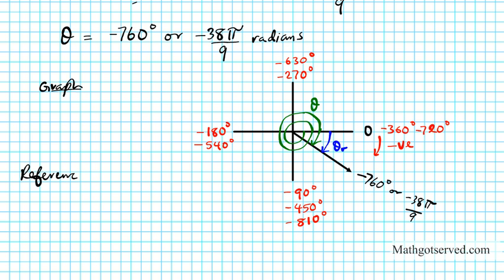Now, we're going from 720 to 760. How many degrees is there from 720 to 760? So to find it out, we just subtract 720 from 760. 760 minus 720 gives you 40 degrees. Now you have to note that the reference angle is always positive. The reference angle can never be negative. So theta reference is 40 degrees in degree measure.